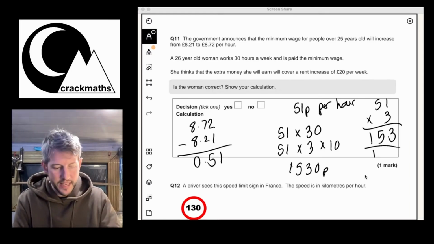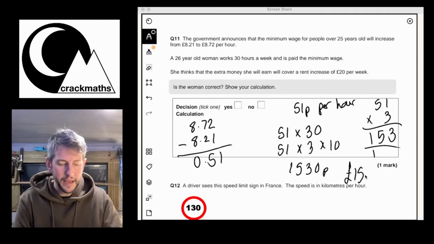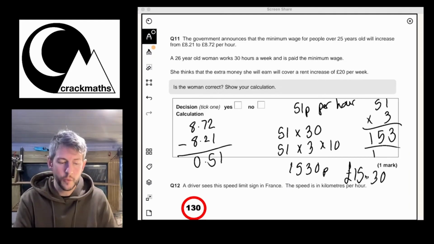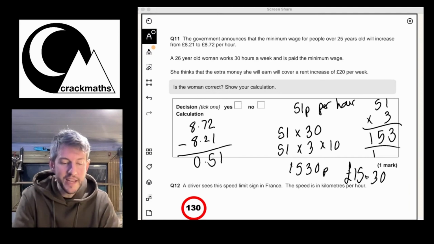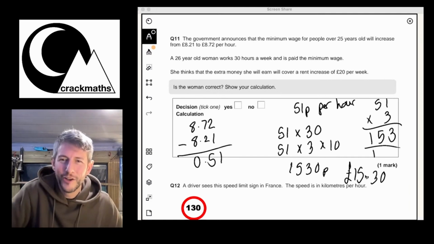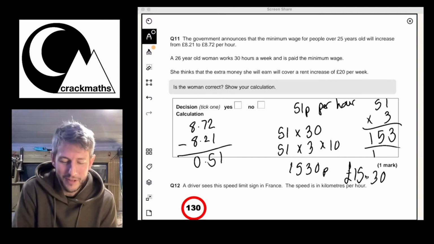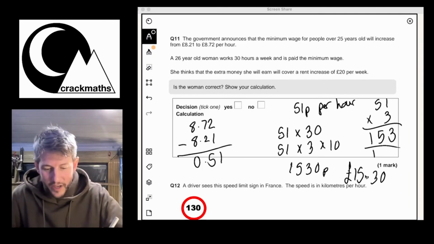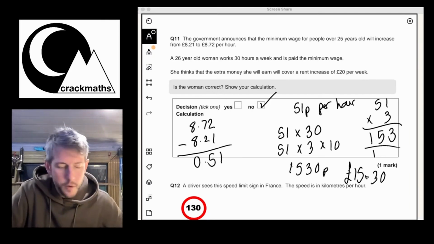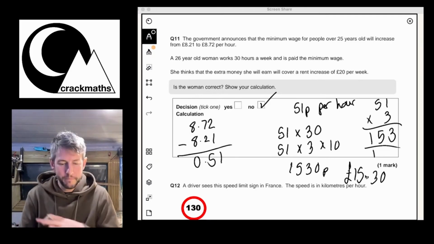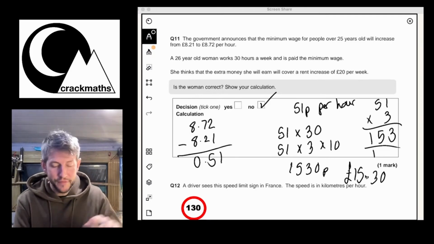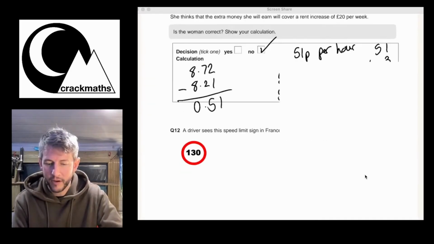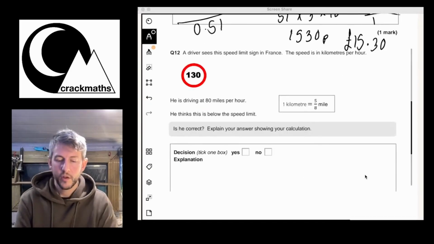1,530p. This is £15.30 a week. So no, she isn't going to... Oh, that's sad. I feel for this woman. Right, this isn't going to cover her rent increase. So we're going to tick no. Okay. And that's fine. So we've proved that she isn't going to be able to cover her rent increase with her pay rise. Okay. Right.